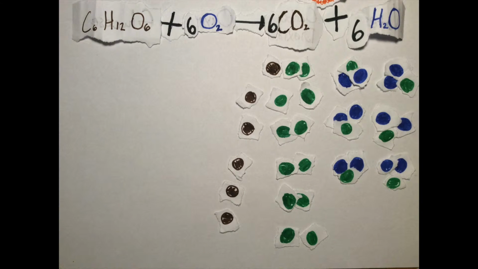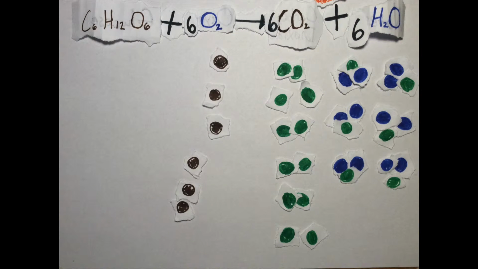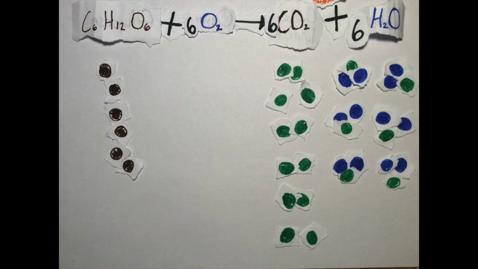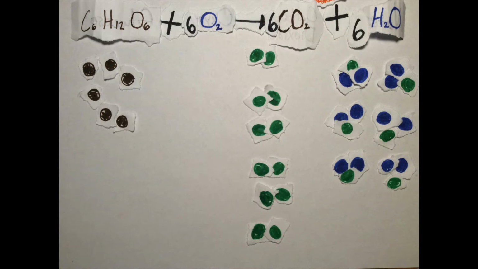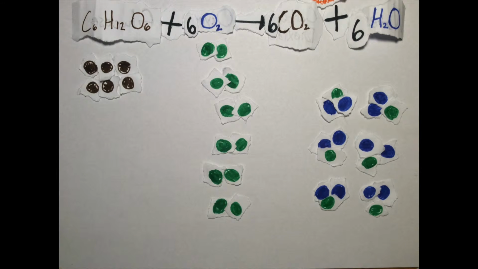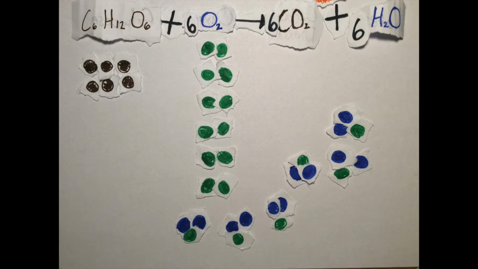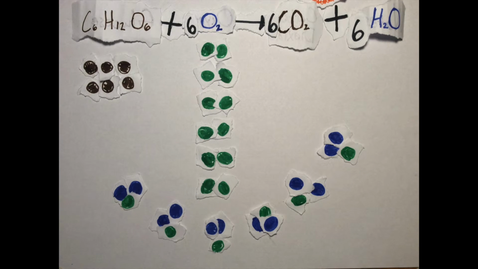Now I'm going to show you that this also works in reverse. Each of these carbon atoms can go to the other side, followed by the O2. And then the water molecules can meet the carbon atoms, and they can all bind together to make glucose again.